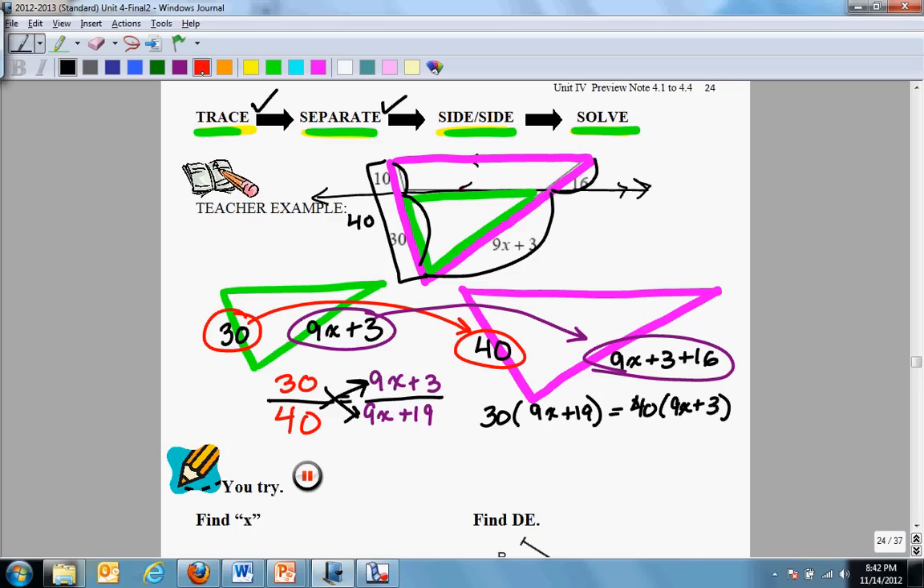I'm going to make this a little bit easier. I can see both sides can be divided by 10. And that's going to change to 3, and that's going to change to 4. So we have 3 times 9x plus 19 equals, that's 4 on the outside, excuse me, 4 times 9x plus 3.